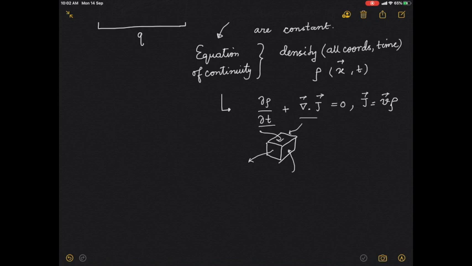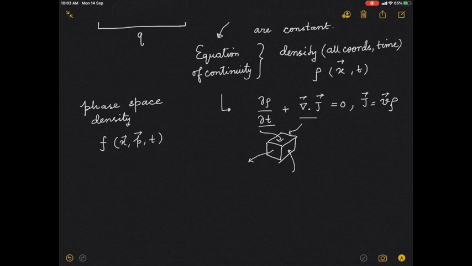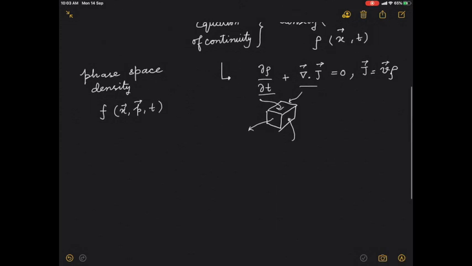Now, what is density? Density is given by the number of fluid elements, or you can also think of this as the mass density: mass per unit volume at a given time. Similarly, I can define a phase space density, which I call say f. It is given per unit phase space volume at a given time.